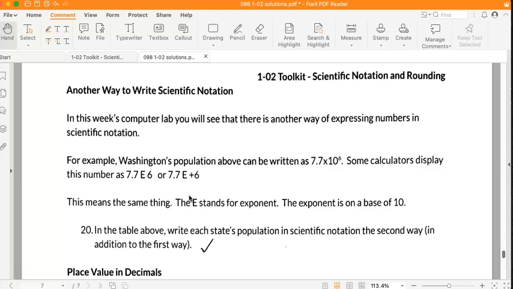Okay, so the final page of this section, I talked to you a little bit more about the E. In this week's computer lab, you will see that there's another way of expressing numbers in scientific notation. Washington population can be written as 7.7 times 10 to the 6th, but sometimes you will see 7.7 E6 or E plus 6. The plus just means that the 6 is a positive number, so these are exactly the same information.